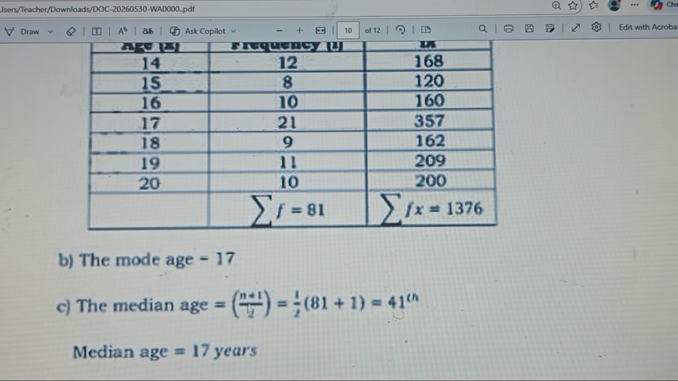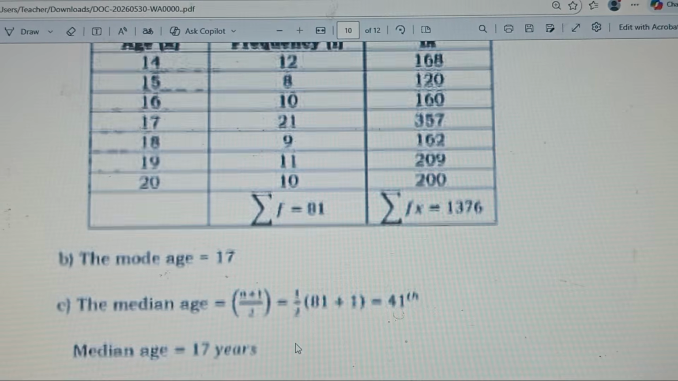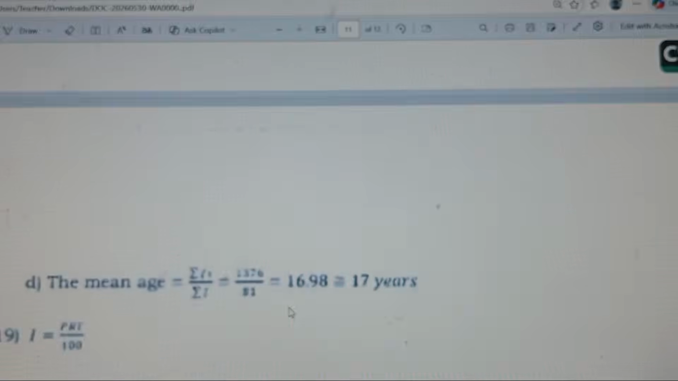Median. Because for here the frequency is odd, you add the 2 divided by 4, then you get the position. Position is the number which you located in 41. That is 12 plus 8 is 20, 30, 41 minutes is also 17. That is the median.